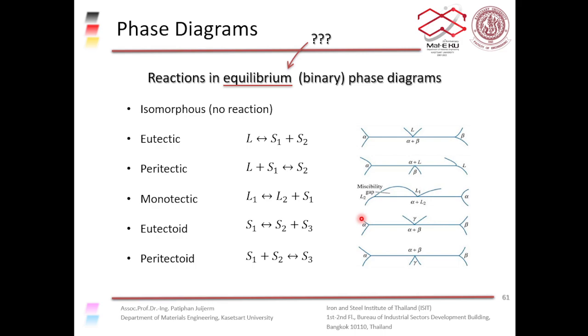We've seen examples of what a phase diagram looks like, right? So next we will look at the reactions in equilibrium phase diagrams. All of the phase diagrams that we're going to look at are binary phase diagrams. Binary in this case refers to the components that we mix together, right?